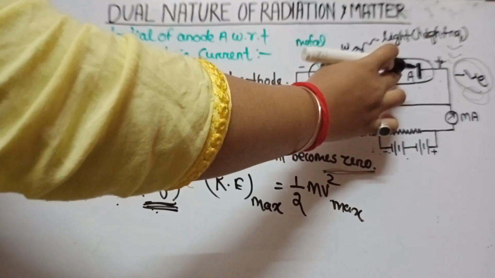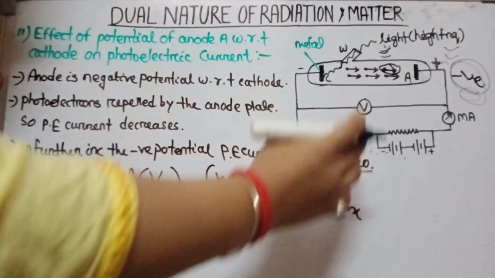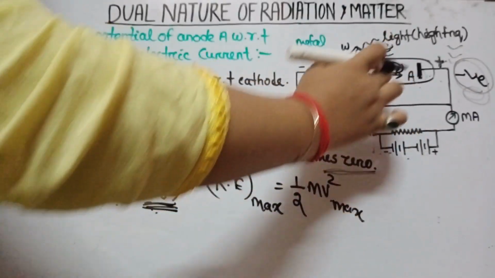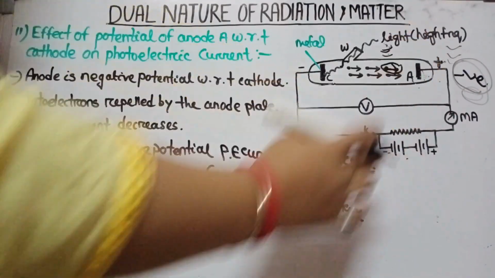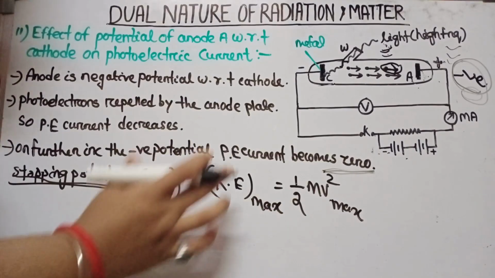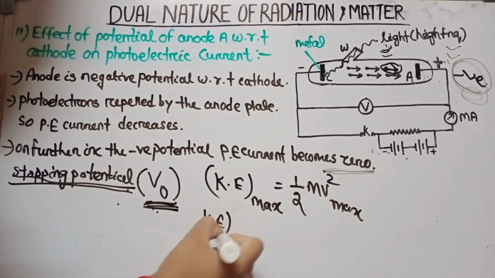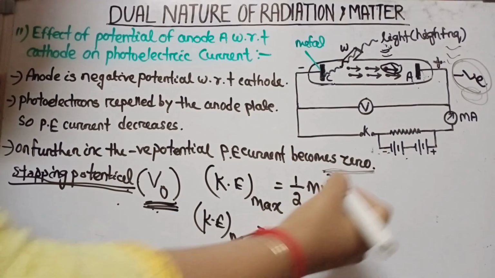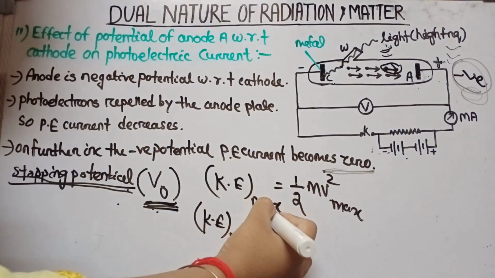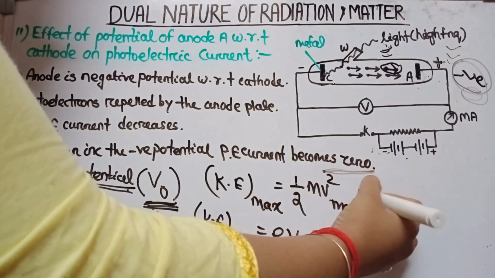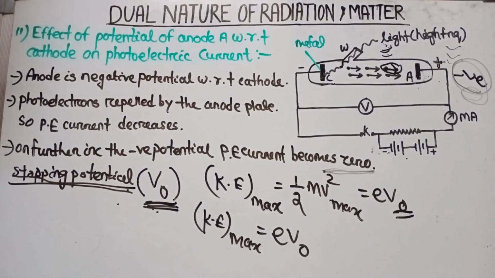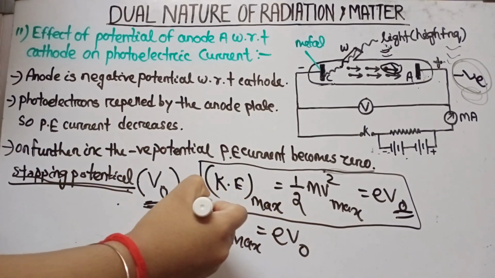The photoelectron which contains the maximum kinetic energy cannot reach the anode plate. Okay, that means this statement represents that the maximum kinetic energy is equal to eV0. So we conclude that kinetic energy, half mv square maximum, equals eV0, where V0 is the stopping potential. This one is the formula, students. You remember it.